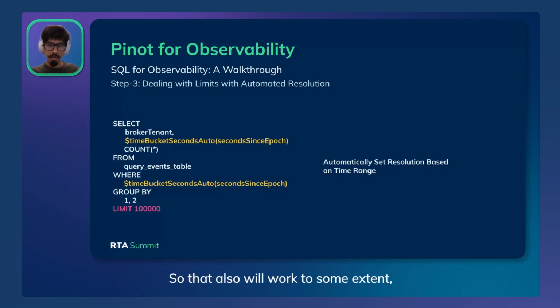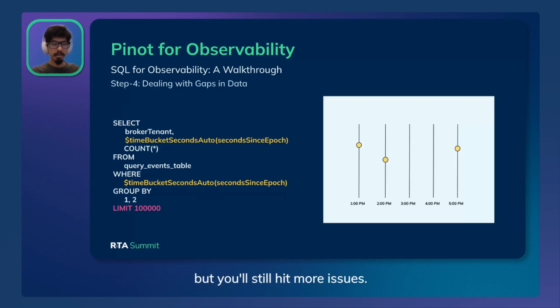So that also will work to some extent, but there are issues with this which I won't get into, but you'll still hit more issues. Even if you consider the previous problems as solved problems, there are still more issues to be solved. For example, the biggest one that people have an issue with is dealing with gaps in data. And gaps in data look something like the figure tries to show on the right.